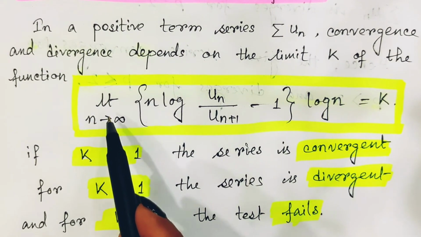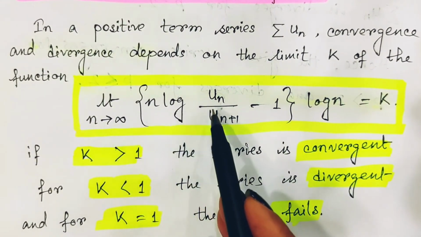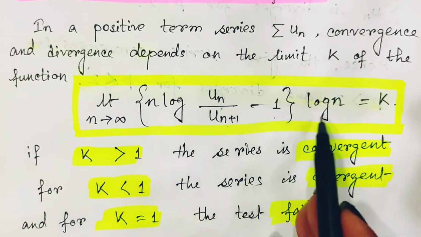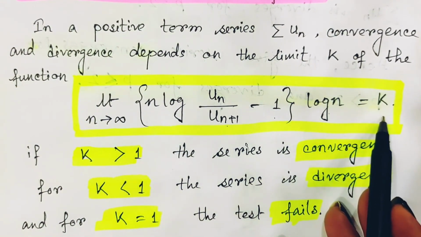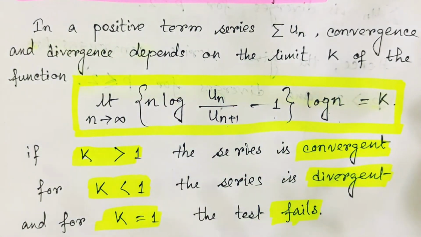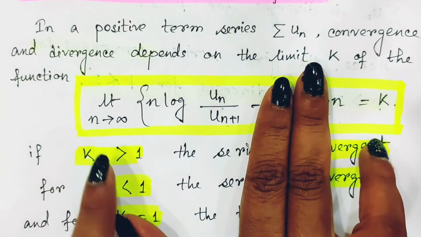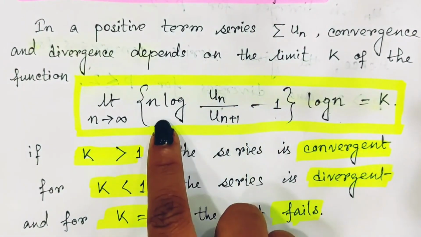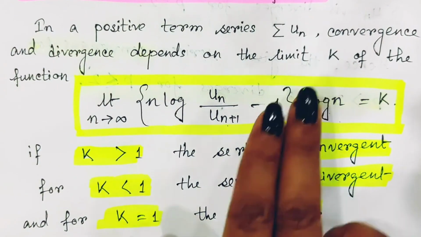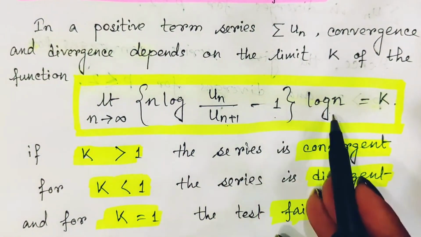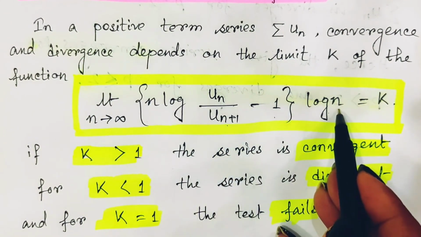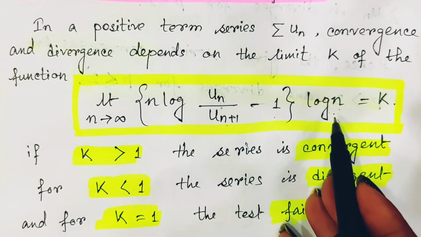So it is the limit n tends to infinity of log un by un plus 1 minus 1, then whole into log n is equal to k. We will find out the limit for this particular one. Previously we had the limit n tends to infinity n log un by un plus 1, that limit only we considered, but now we include these two terms here. So minus 1 then into log n, we should include it here in this alternative form of the logarithmic test.